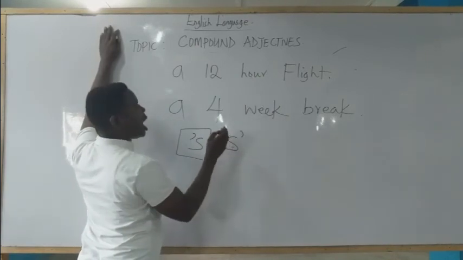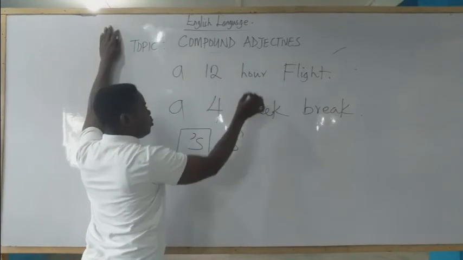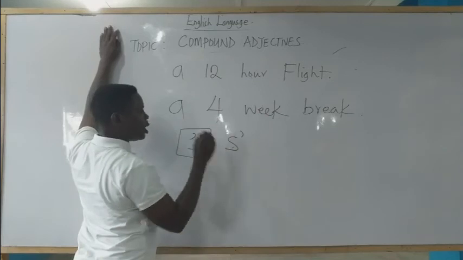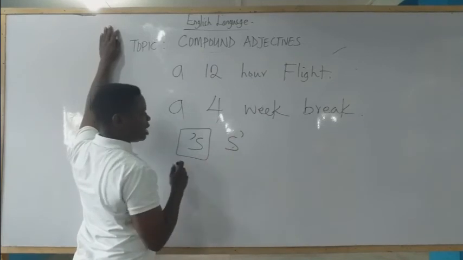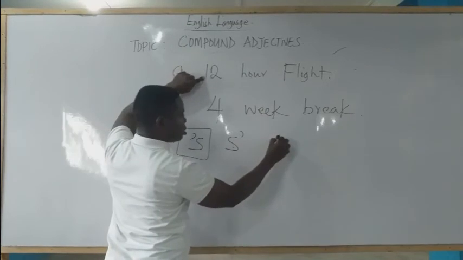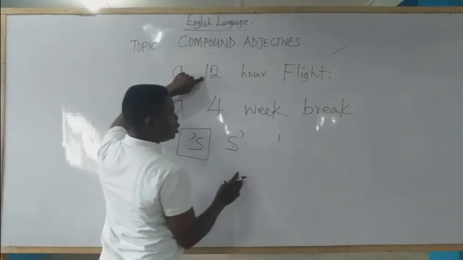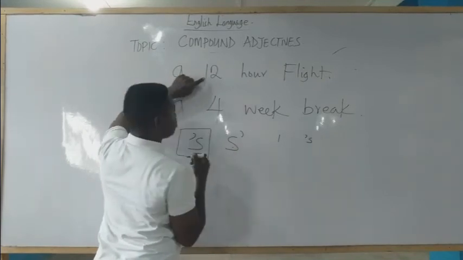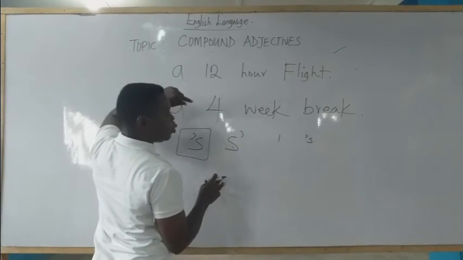This. And how do you know whether the noun here is singular or plural? It is the number before it that determines the singularity or plurality of that noun. You check the number. Once the number is 1, that is singular. So the noun will now be what? S and apostrophe, with S. If the number after it is plural, how?